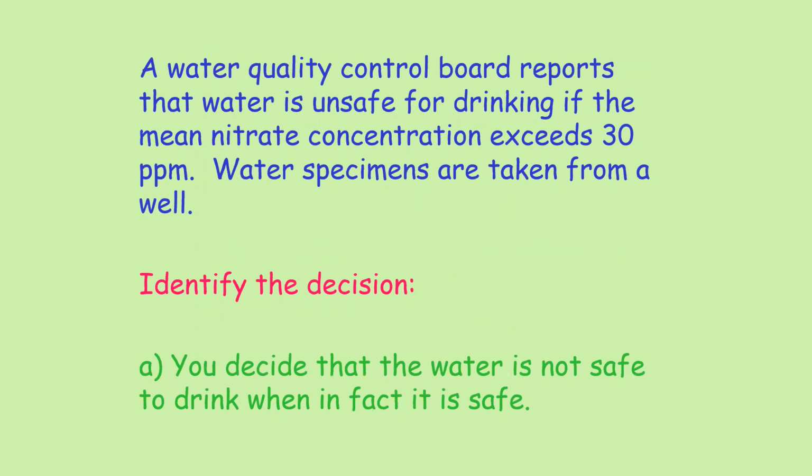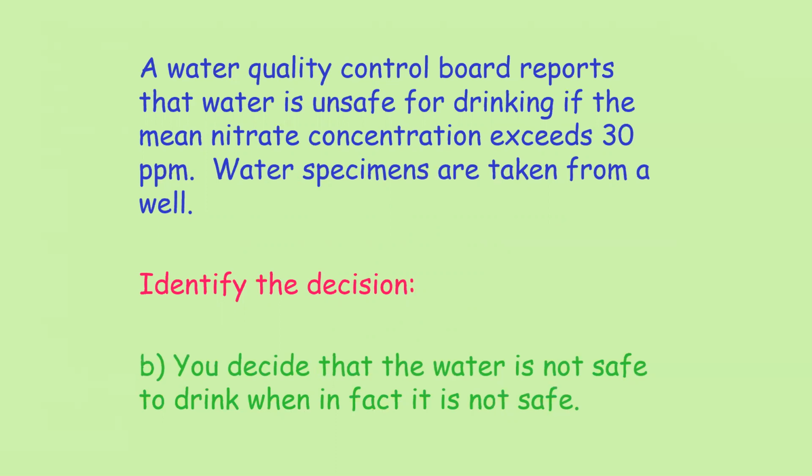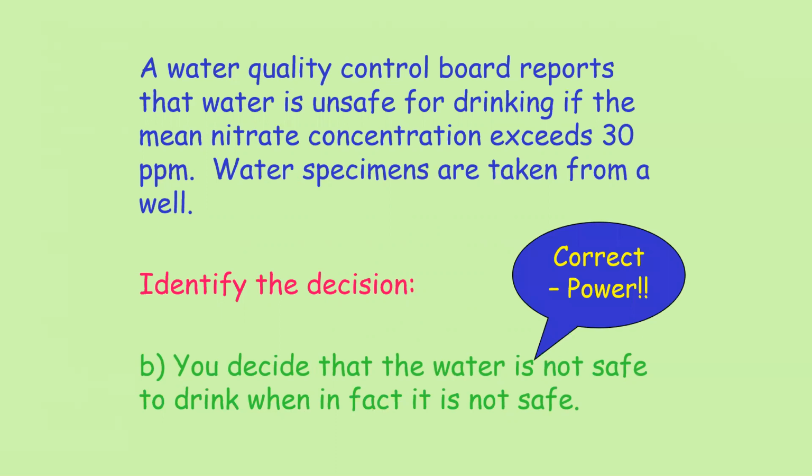So a water quality control board reports that water is unsafe for drinking if the mean nitrate concentration exceeds 30, and water specimens are taken from a well. So what if we decide that the water is not safe to drink when in fact it is safe? Well, that's a type 1 error. We are rejecting a true null. You decide that the water is not safe to drink when in fact it is not safe. Well, that's a correct statement, okay? That is the power of the test. When we say not safe, we've made a correct statement.